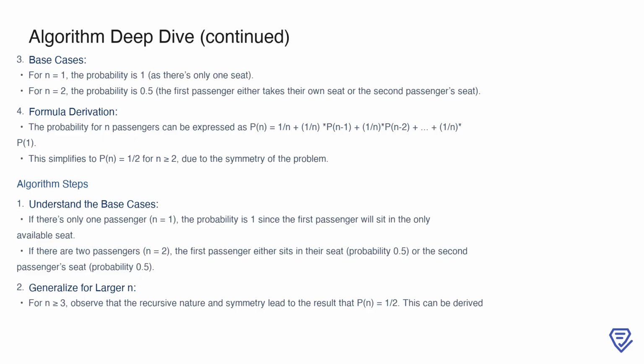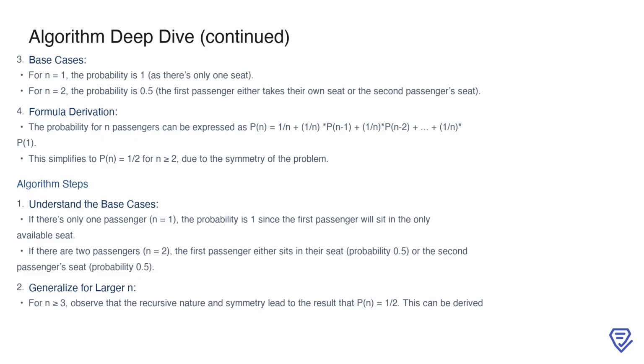Now, let's explore the base cases and the formula that emerges from this problem. For n equals 1, the probability is straightforward. Since there's only one seat, the first and last passenger are the same, so the probability is 1. For n equals 2, the first passenger has an equal chance of sitting in either seat, meaning the probability is 0.5. From this, a general formula can be derived to calculate the probability for n passengers.